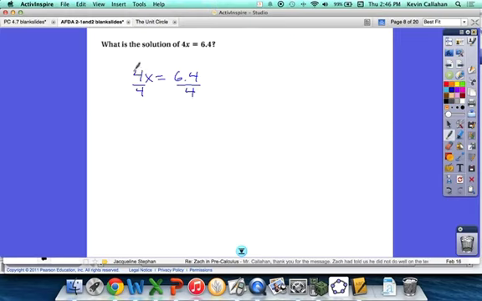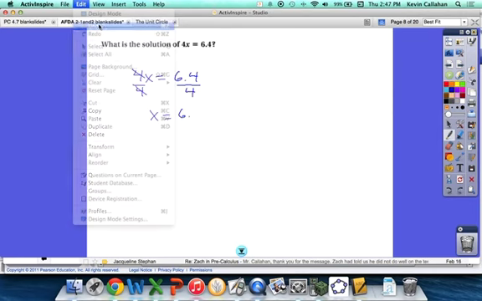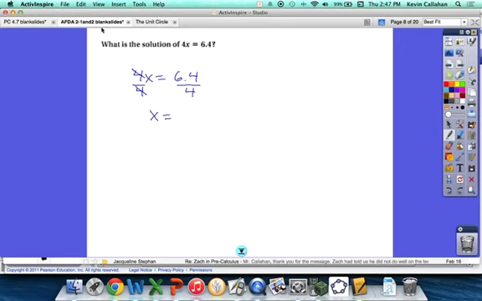And 4 over 4 cancel. We get x equals 6.4 over 4. Sorry, edit. x equals 1.6.